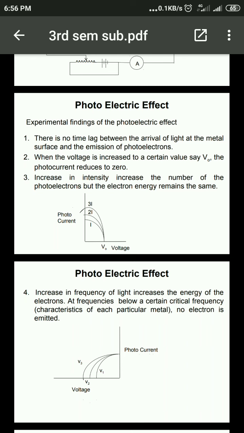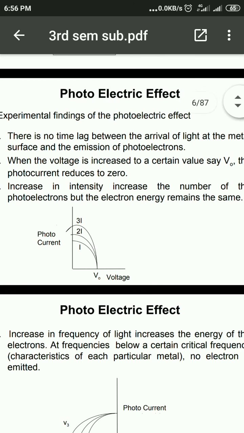That point is plotted in that graph, which shows the voltage versus photocurrent for different intensity, I equal to 1I, 2I, 3I. Okay. So if you increase the intensity, the number of photoelectrons is increasing. So photocurrent is increasing. But the energy is not increasing.